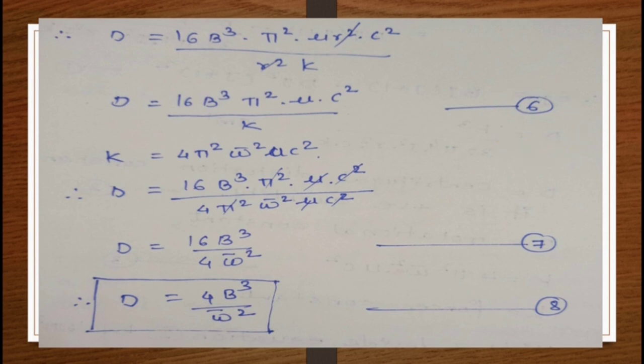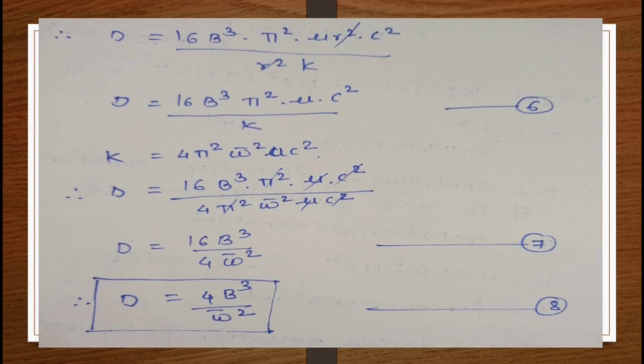We know the value of k. k is the force constant, whose value is 4 pi square omega bar square mu c square. So just write this value in equation 6. After writing this here, equation 6 will become 16 B cube pi square mu c square divided by 4 pi square omega bar square mu c square. So just cancel the similar terms. Pi square gets cancelled, mu and mu get cancelled, c square and c square get cancelled. So the remaining equation will be 16 B cube divided by 4 omega bar square. So just write the equation like this and give the number.